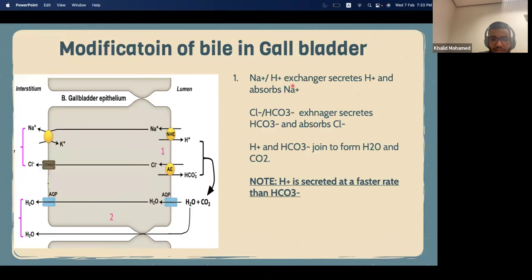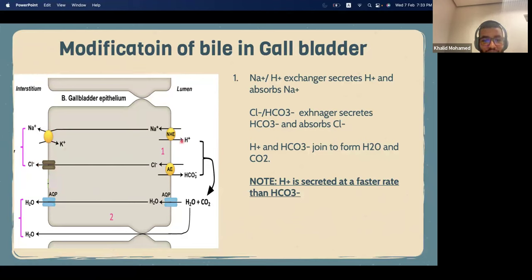Two things happen. The first thing, the sodium hydrogen exchanger over here secretes hydrogen and absorbs sodium. And then the Cl minus HCO3 antiporter over here, the same channel we had in the cholangiocytes, secretes HCO3 again and absorbs Cl minus. And these two are reabsorbed. So the first thing that happens is reabsorption of sodium and chloride, and these two work equimolarly. So they absorb the exact same amount of sodium and chloride. So we can say they absorb sodium chloride because they're the exact same amount.